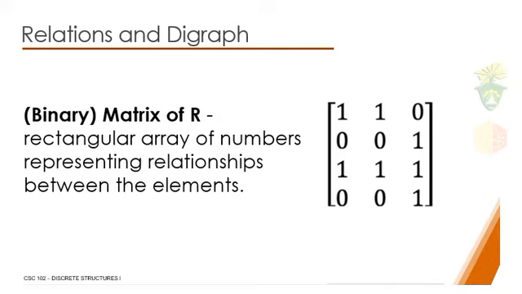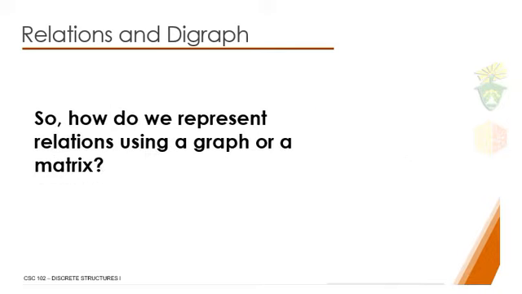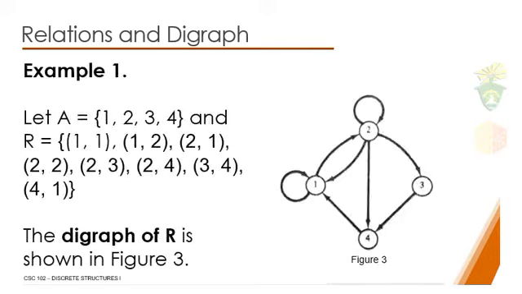Okay. So, how do we represent relations using a graph or a matrix? So, let's start with the digraph. So, example. We let A having the elements 1, 2, 3, and 4, and relations or R having the following elements. Pila ka buk elements? We have 2, 4, 6, 8. So, given na siya, watay mahimo. Okay. And the digraph of R is shown in figure 3. So, giunsa siya?